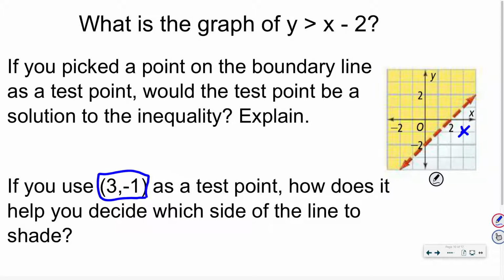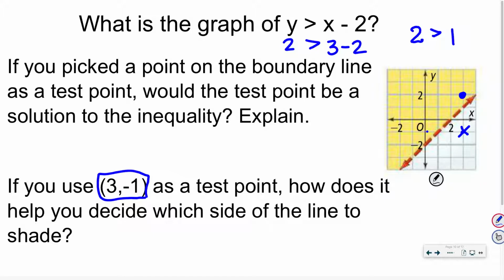0, -1. 3, 2. We could. Okay, let's try that. If x is 3 and y is 2, is 2 greater than 1? Yeah, okay, good. That works.